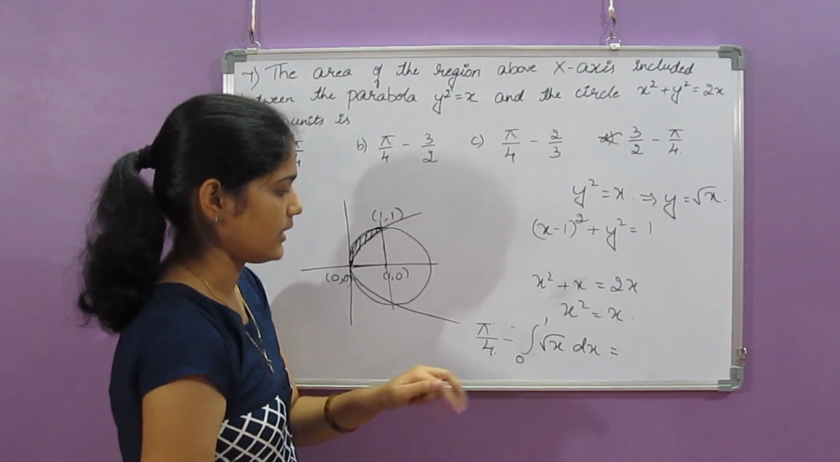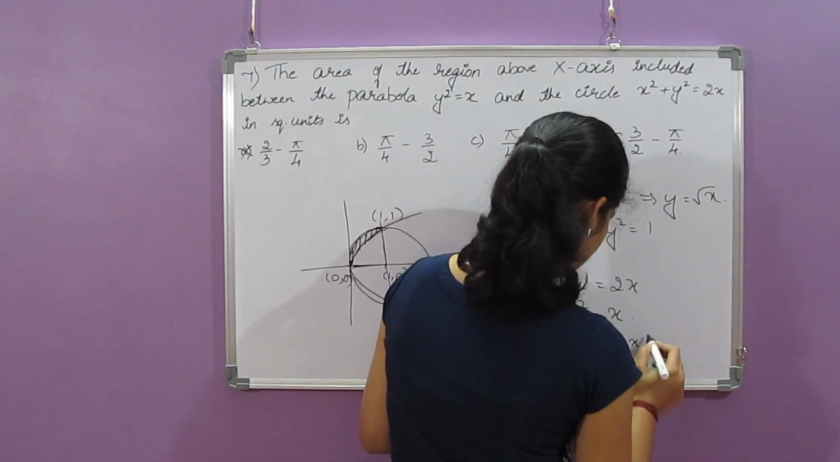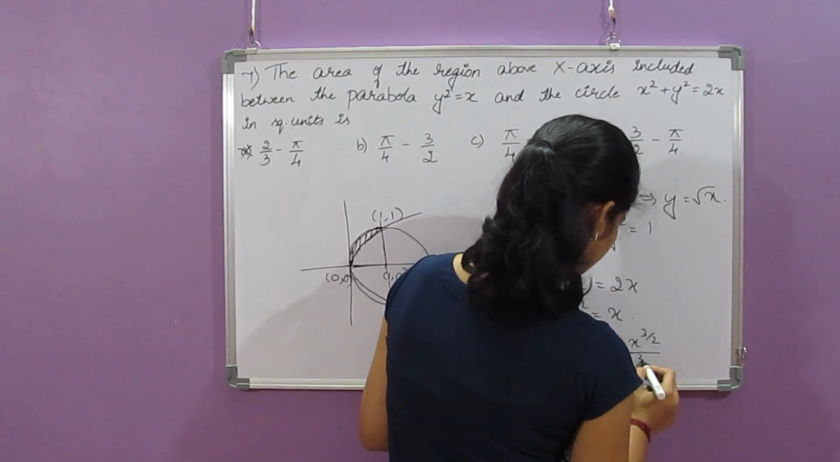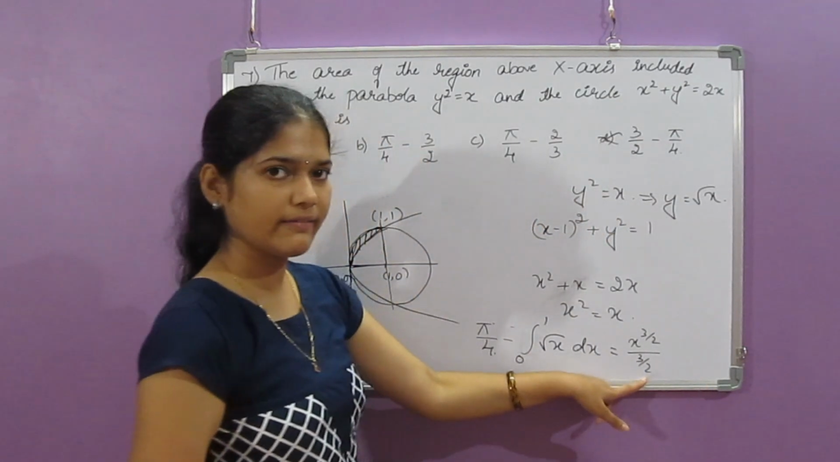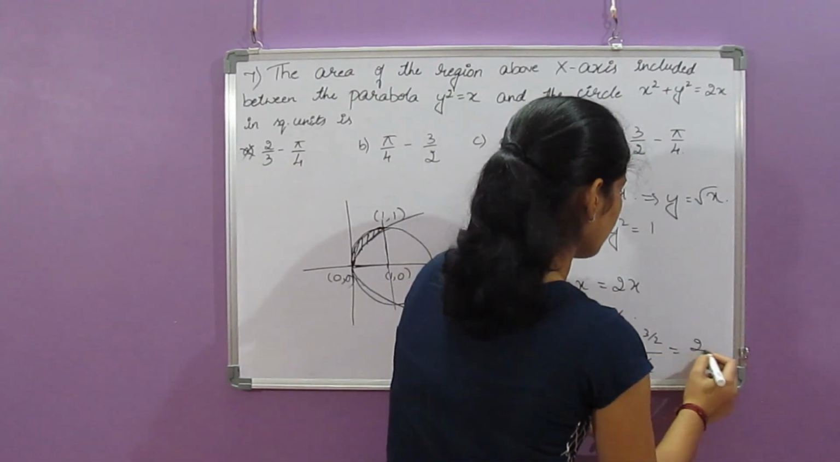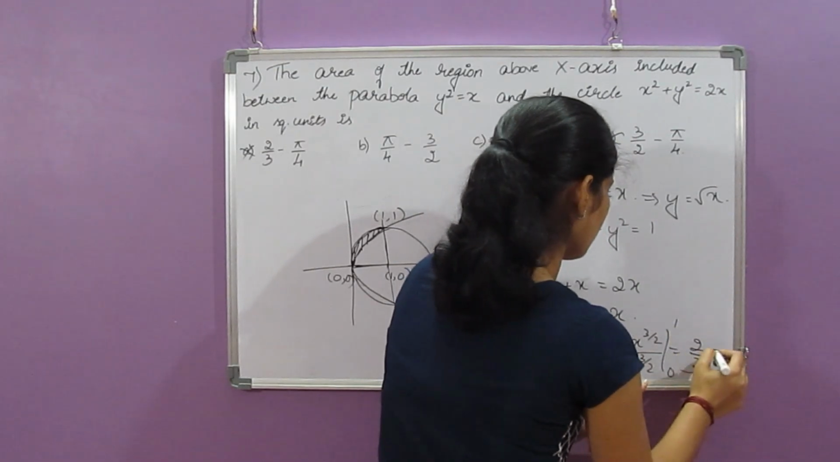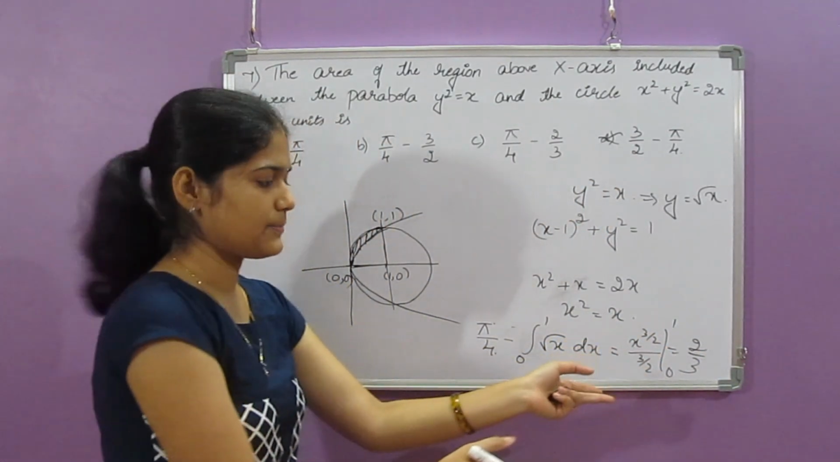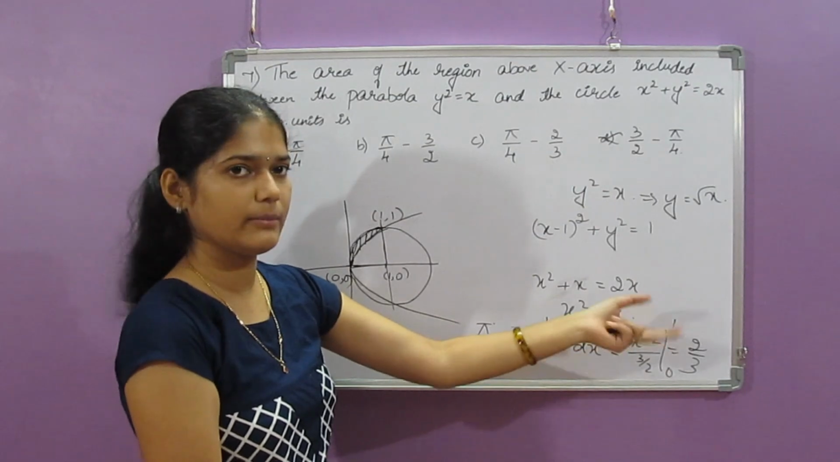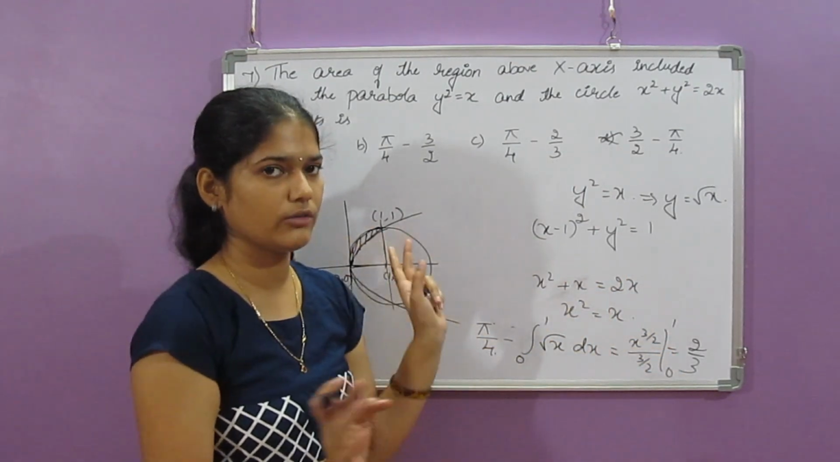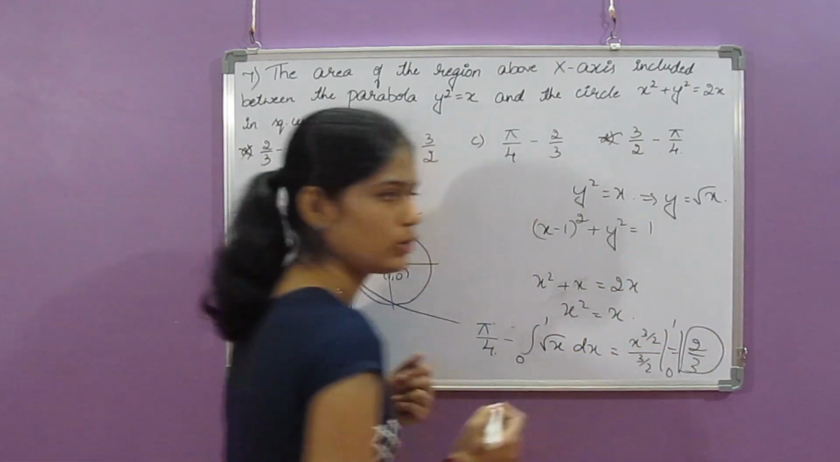Integration of root x means x power 3 by 2 whole divided by 3 by 2, which means it will be 2 by 3 from 0 to 1. If we substitute 1 here, it will be 1, and if we substitute 0, it will be 0. So the answer is 2 by 3.